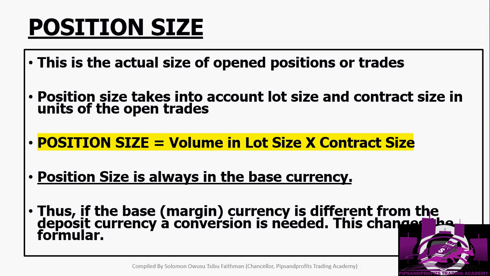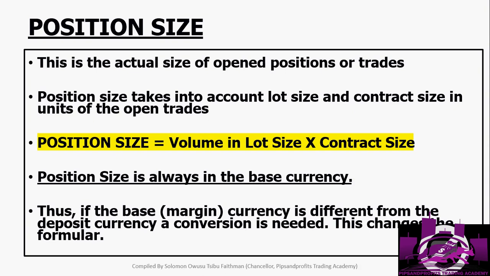So we arrived at a formula that position size is equal to volume in lot size times contract size. Position size is always in the base currency, as we said. When you calculate position size, your calculation will be in your base currency. For instance, if I'm trading GBP USD and I open a position, the position size I calculate will be in GBP, that is, in pounds.